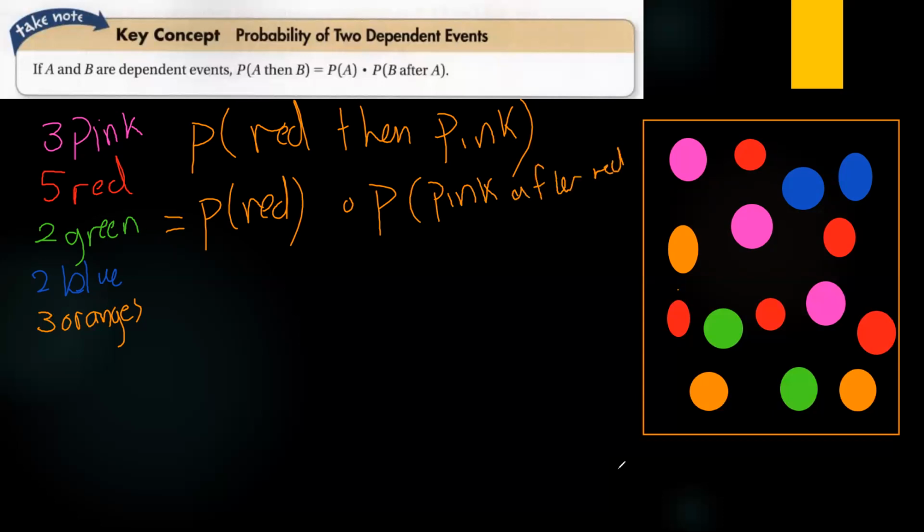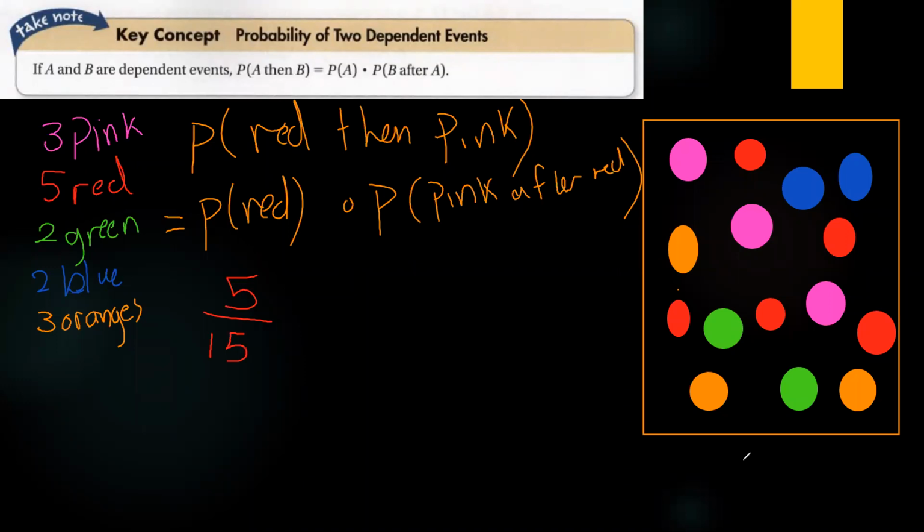What does it mean? It means the probability of red, then pink. What is the probability of getting red? You have to say over how many red here? 5. How many marbles in the box? 15. 5 plus 3, 8 plus 2, 10 plus 5, 15. Bravo. We have 5 over 15.